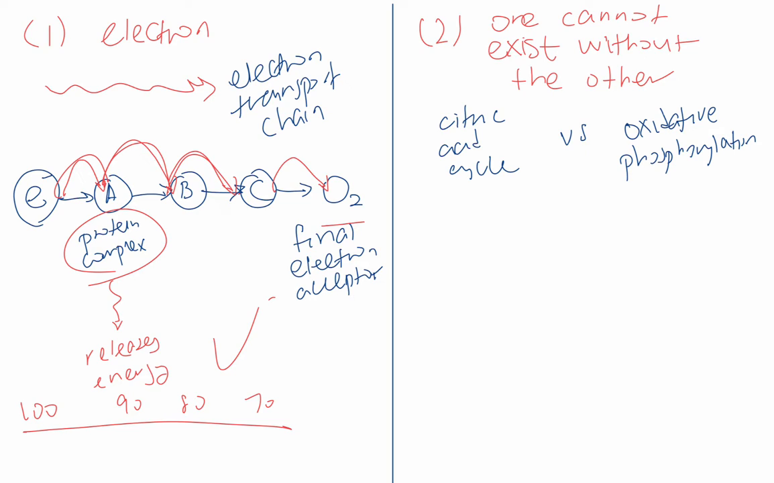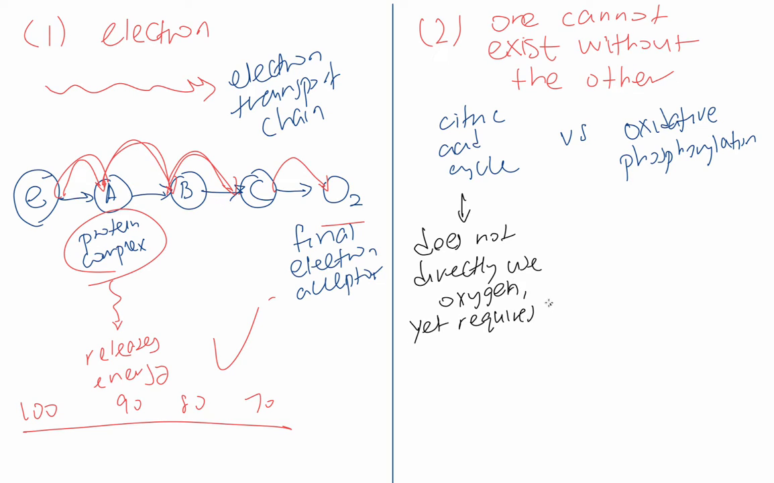You'll recall that in the previous videos I mentioned that the citric acid cycle does not directly use oxygen, yet it requires oxygen's presence for it to run. And the reason is because of oxidative phosphorylation.